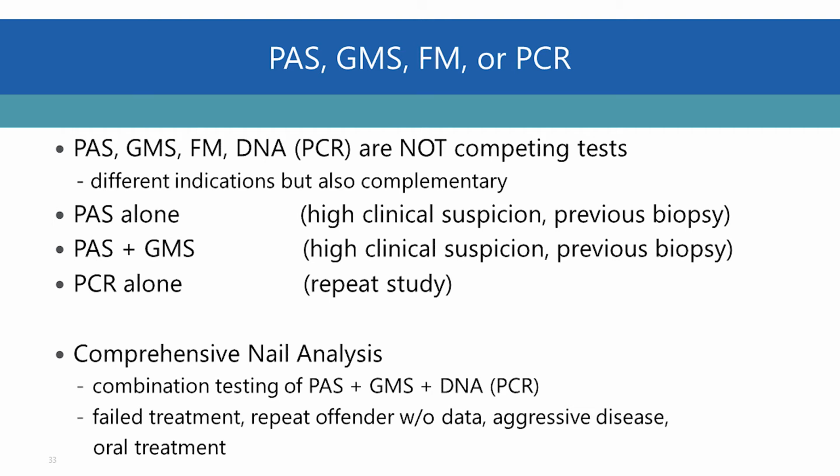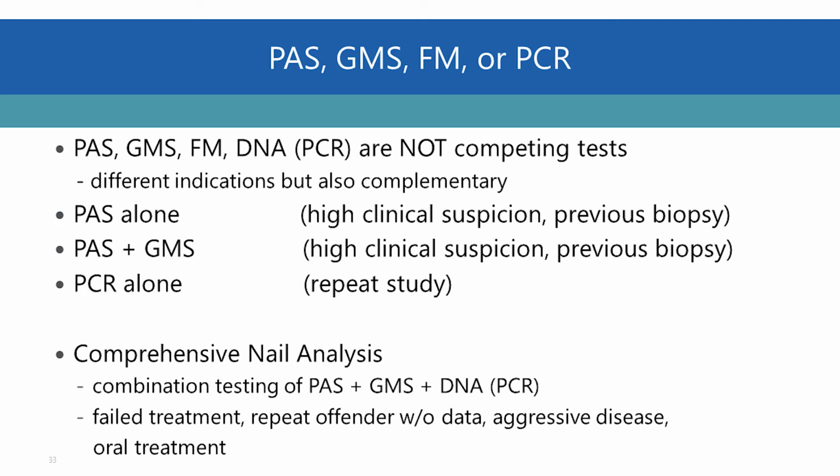But that's that situation. Now, when would I do a comprehensive nail analysis? 4 main reasons for this. Number one, the patient presents to my office from a different office where he or she had a failed treatment. So now I don't want to put the patient on any more medication unless I know exactly what I'm treating, especially if I don't have any data from the other office as to what I'm treating. I'm definitely going to do a comprehensive nail analysis. Again, for me, that is a PAS, GMS, and a PCR.